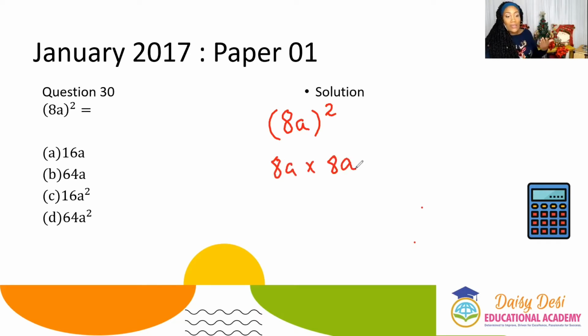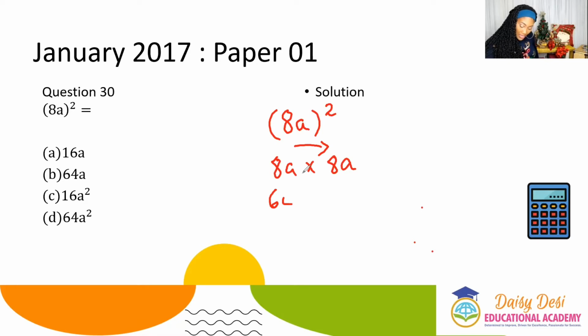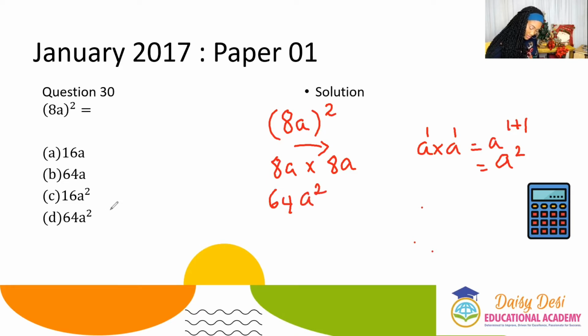Now this is the same thing that we have been doing for the past couple questions. First you multiply the coefficients and then you look at the index of those that have the same base. So 8 multiplied by 8 is not 16 but 64. And then a multiplied by a, remember, is understood to be to the power of 1, and since we are multiplying the same base, you add the powers, so that's a squared. That's 64a squared, and that's D.